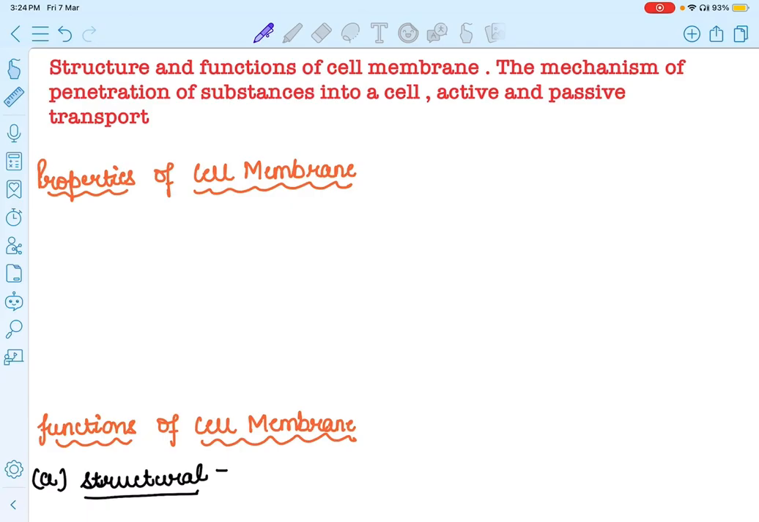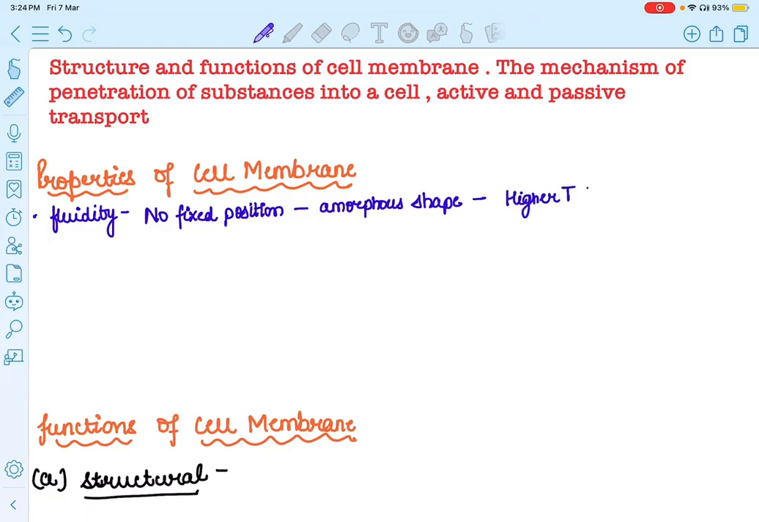Like what are the properties of the cell membrane? The first and foremost property of the cell membrane is its fluidity. Fluidity because it has no fixed position, due to which it can take amorphous shapes, and this fluidity is dependent upon temperature. Higher the temperature, higher the fluidity. Lower the temperature, lower the fluidity.